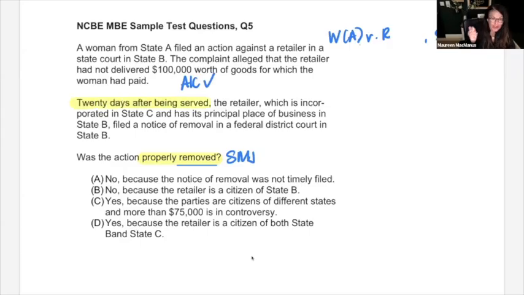So they're talking about 20 days. I always want to make note of that. So it looks like this, if we're talking about this is when they filed the removal, then it's timely. So 20 days after being served, the retailer, which is incorporated in state C and has its principal place of business in state B, filed a notice of removal in a federal district court in state B. This also reminds me of another little technical rule: when you're filing to remove, where do you file? You file it in the federal court where you are removing it to. So this was filed in the proper court.